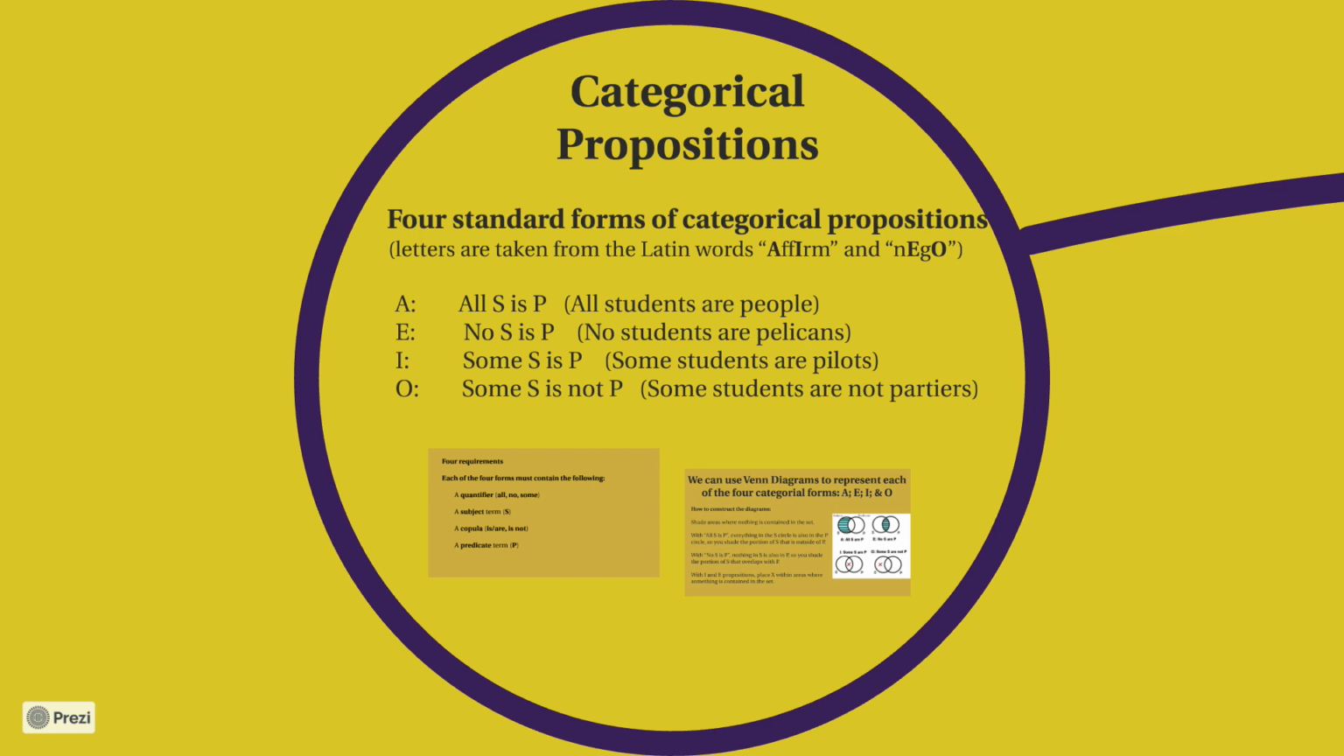A propositions come in the form all S is P. For example, all students are people. I statements come in the form some S is P. Some students are pilots. We also have propositions that state something of negation. So pulling vowels from the Latin word for negation, we call these E propositions or O propositions. An E proposition comes in the form no S is P. For example, no students are pelicans. And an O proposition comes in the form some S is not P. For example, some students are not partiers.